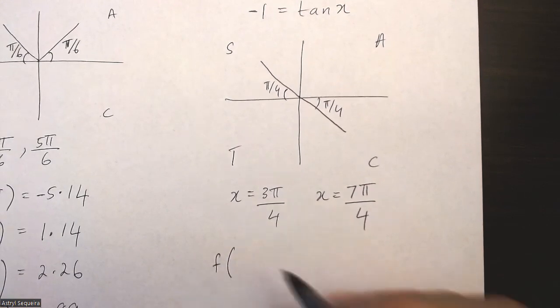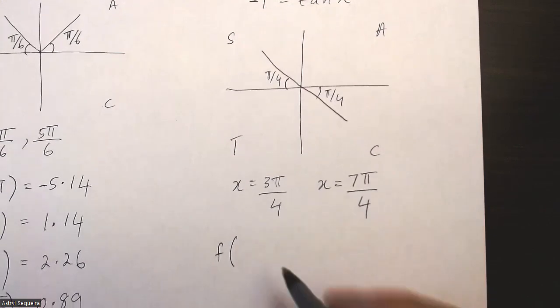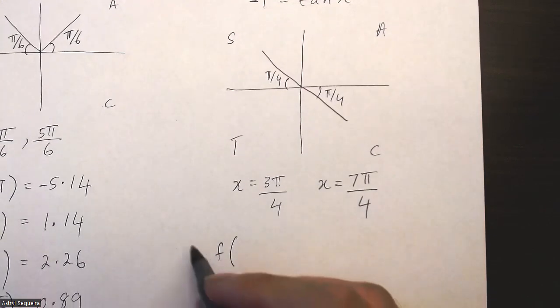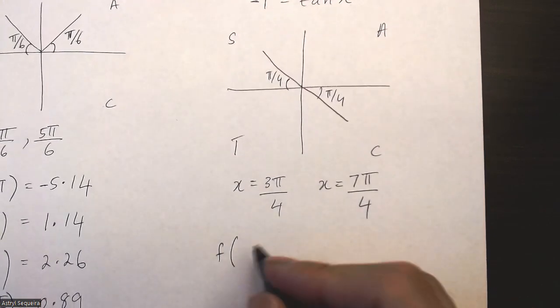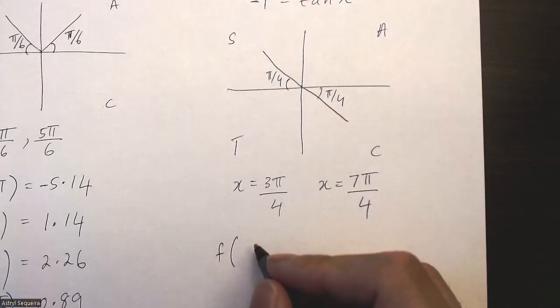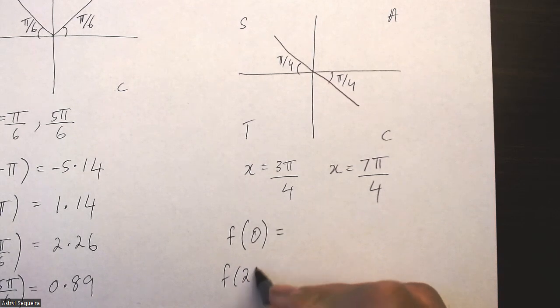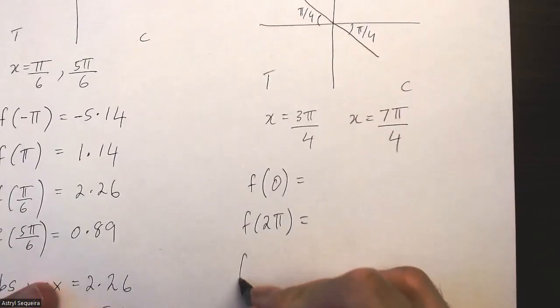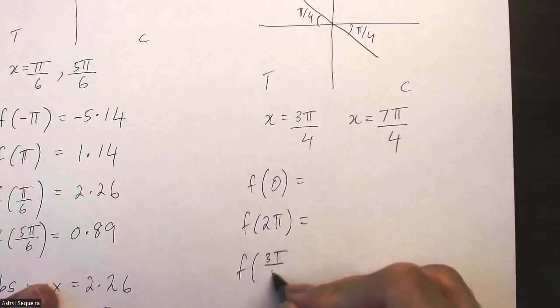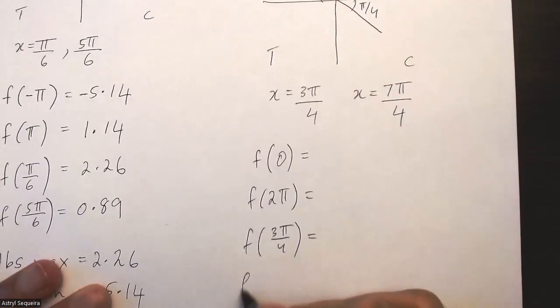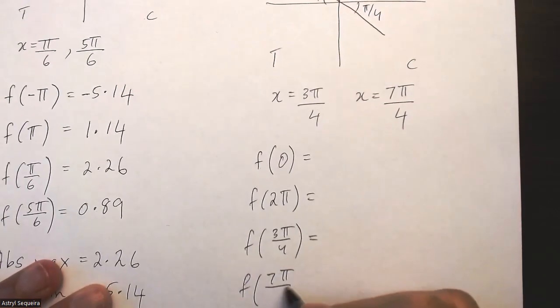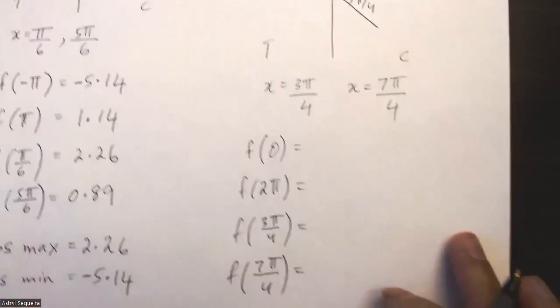I know the question says y, but I'm writing f of x over here just to replace the y. Technically, it's just y equals, not f of x, but you're probably not going to lose any marks for writing it like this. So I'll test my two endpoints first, and then I will test my two critical points.